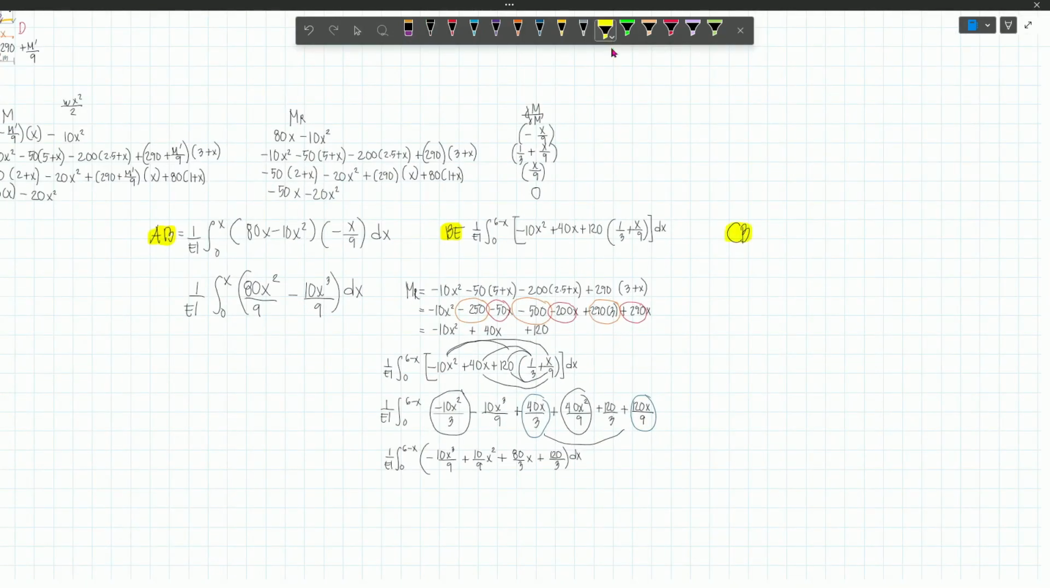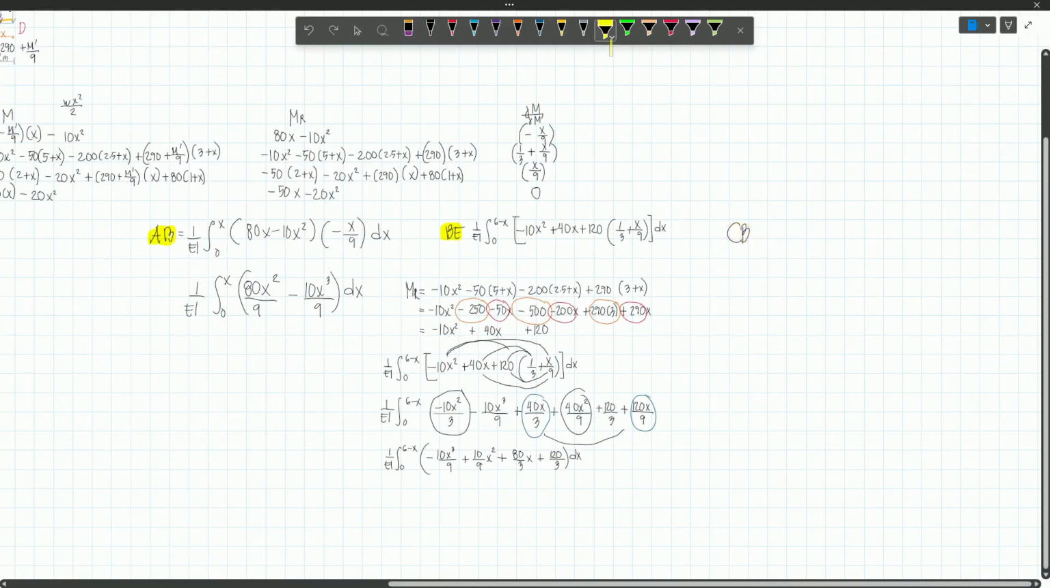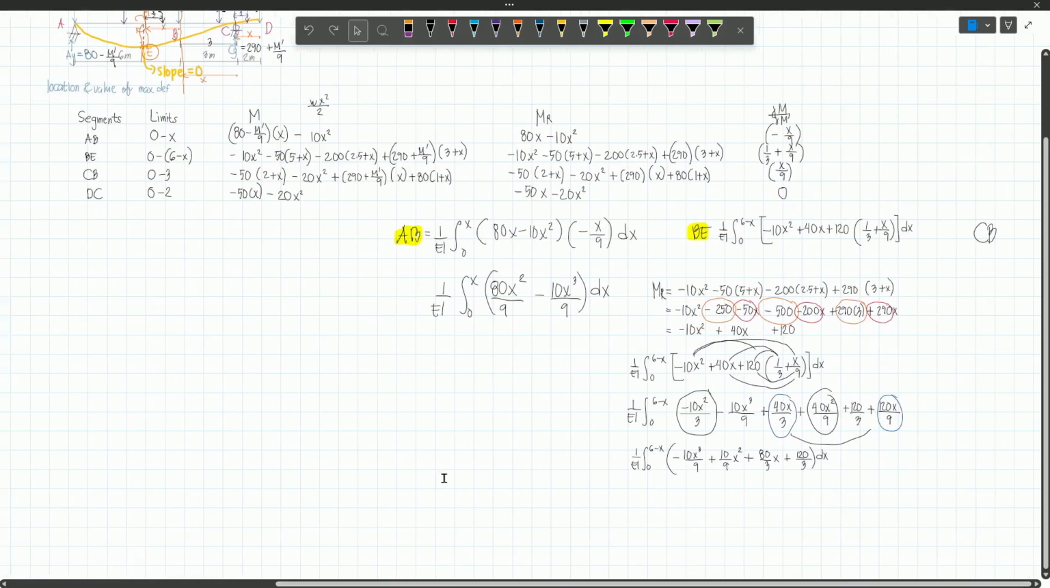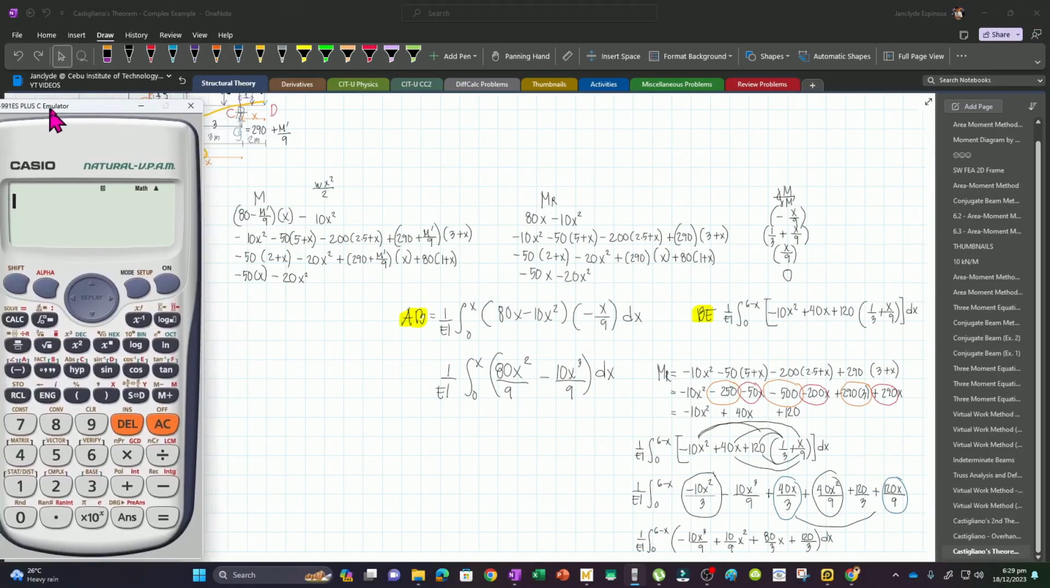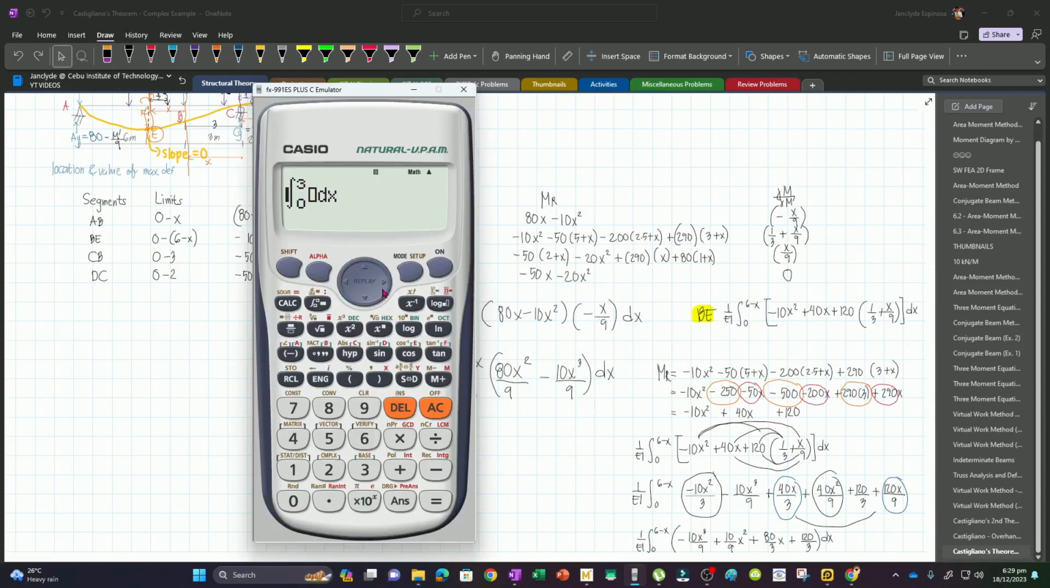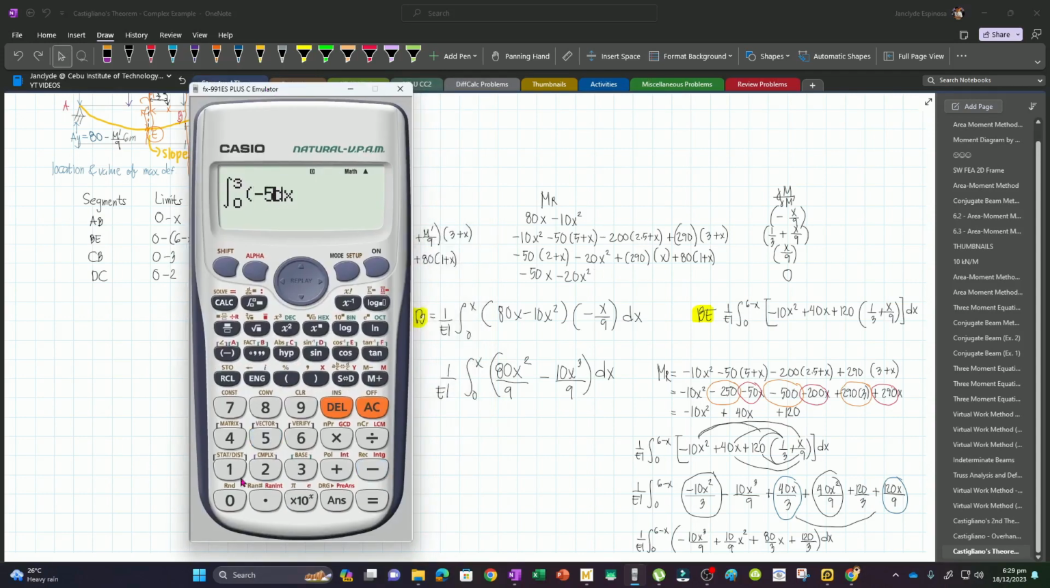So CB, there's no need to simplify this one because we can already compute the definite integral because these limits are numerical values, not variables. So we will just input this one in our calculators. Now that will be the integral from 0 to 3, and then we have MR, which is negative 50 times 2 plus x, minus 20x squared, and then plus 290 times x, and then plus 80 times 1 plus x. And then we will multiply this one by dm over dm prime, which is x over 9 times x divided by 9, which will give us 265.